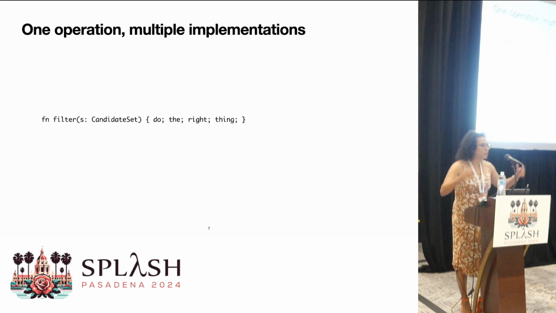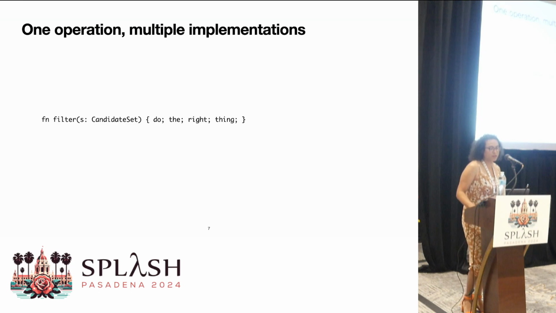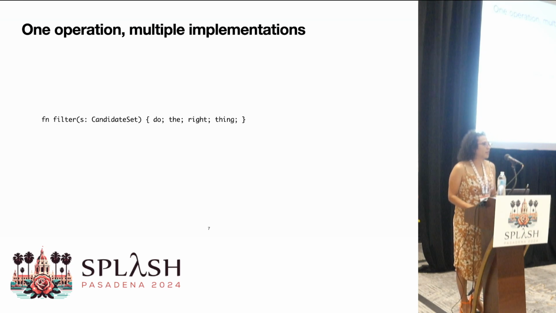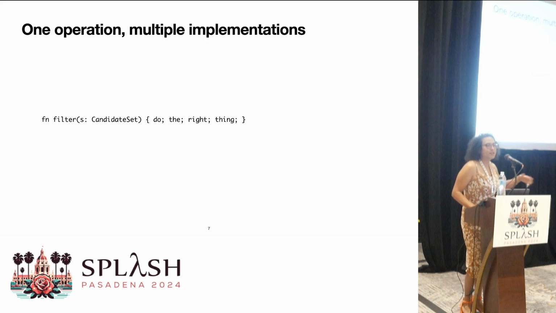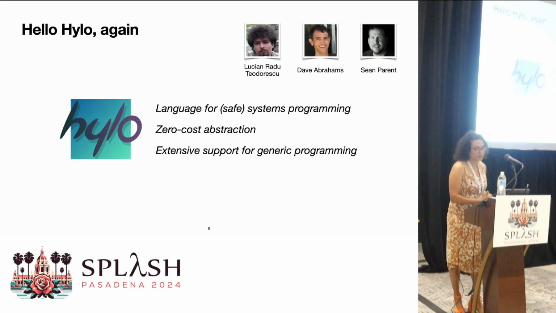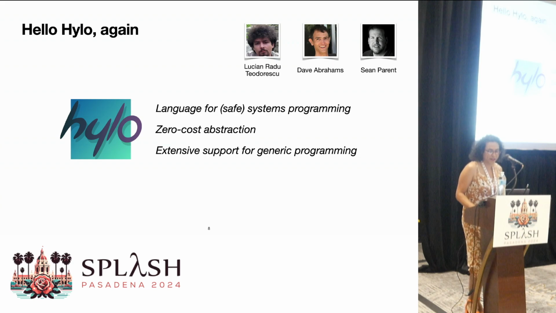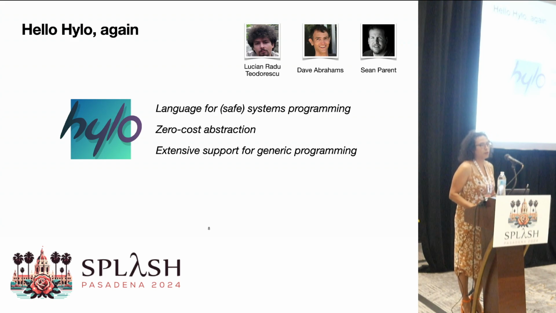In the ideal world, what we want to do is to write one single declaration, filter, because this is the operation that I'm interested in, and then inside filter, it will do the right thing, depending on the caller's context. So this is what we are trying to achieve with Hylo, which is still the language I'm working on. In the previous presentation, we focused on the generic programming aspects, and this time we'll focus more on the efficiency aspect of the language.